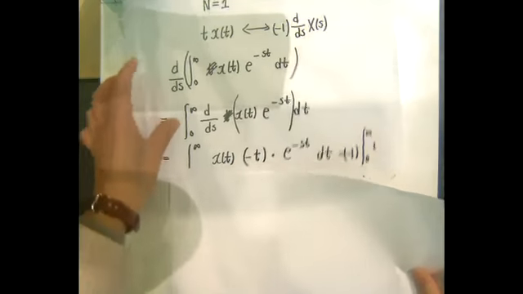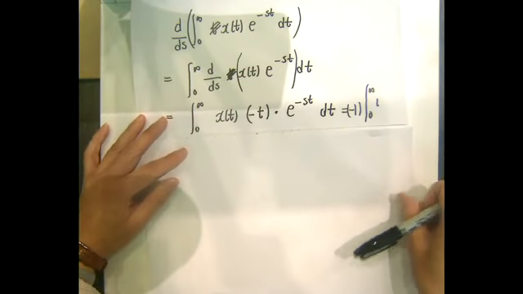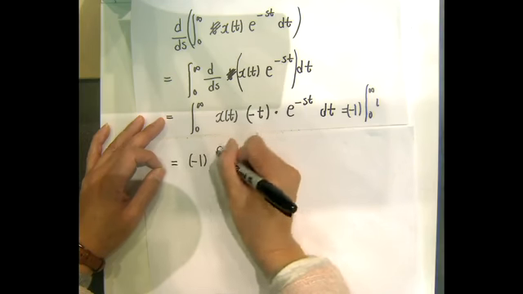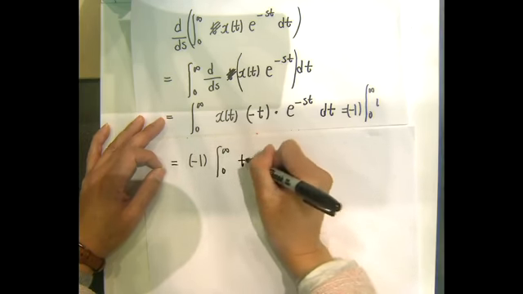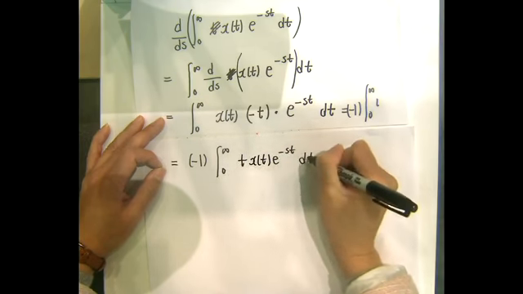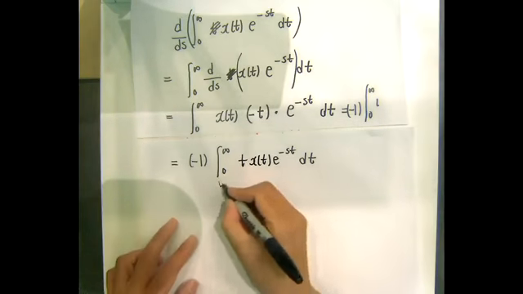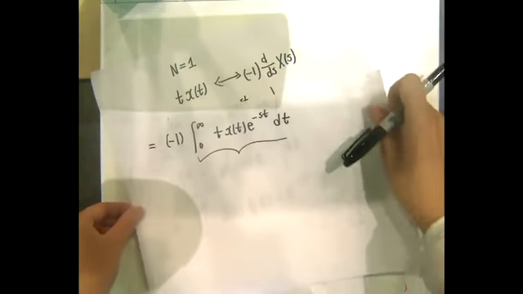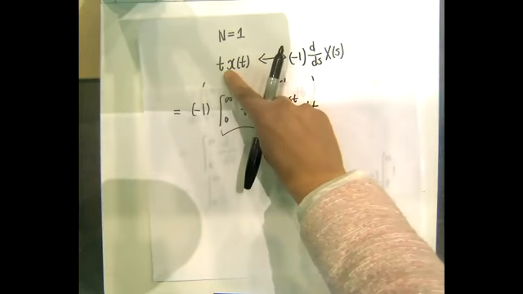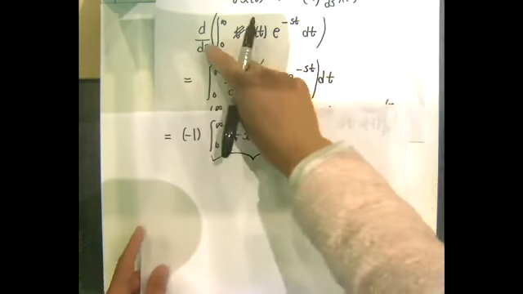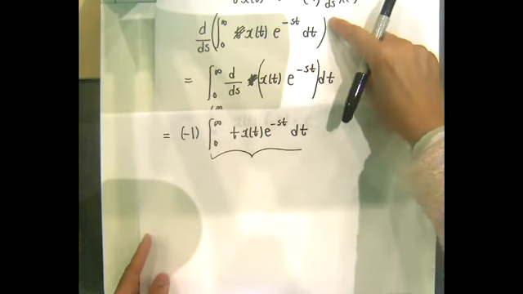Write down the next step. I can write down minus 1, integral from 0 to infinity, t x(t) e minus st dt. This is the Laplace transform of my t x(t). So this basically shows that if I'm doing the Laplace transform of this one, it's just the derivative of my X(s) with respect to s.